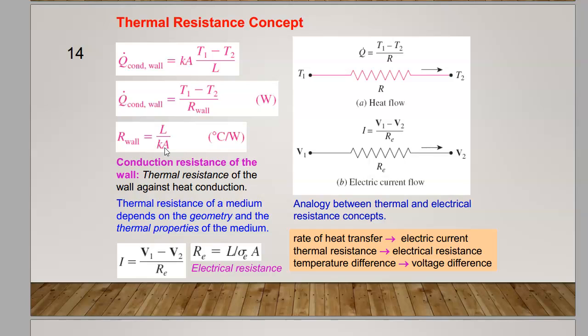Where does this come from? Actually, this is equal to the electrical resistance concept. For example, here we have T1 and T2, so we have V1 and V2 over here. So I is equal to (T1 minus T2) over R, or (V1 minus V2) over R. So this is resistance, and this is also resistance. You can derive from these figures and get R equal to L over kA.